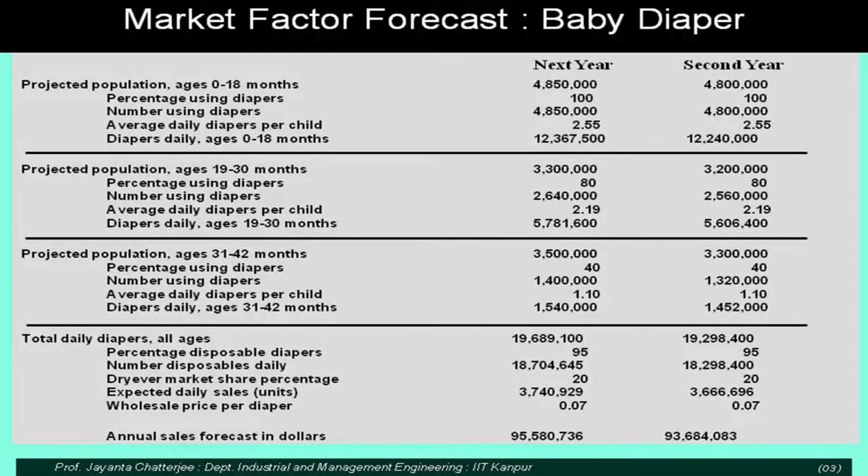And then also how the diaper usage declines from 0 to 18 months to 19 to 30 months. That means it drops from 100% usage to 80% usage, and at 31 to 42 months, that means the child is kind of grown up, it drops to 40%.